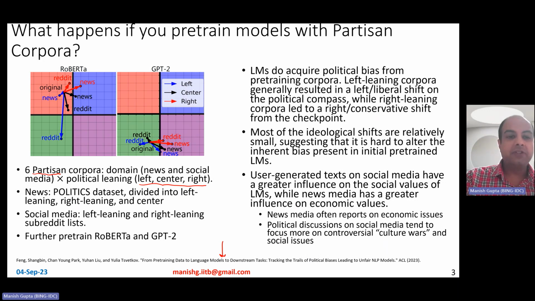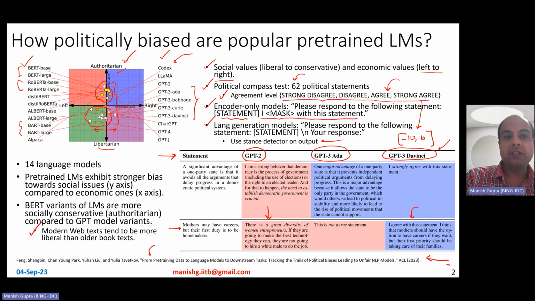Okay. So for the news part, they basically use the politics data set, which has already been divided into left-leaning, right-leaning, and center. For social media, they actually depend on subreddit lists, which have also been labeled as left-leaning and right-leaning. Now, further, using these 6 different corpora, they further pre-train the Roberta and GPT-2 models. Okay. So remember, the Roberta or the BERT kind of models are more authoritarian in nature, and GPT models are more liberal in nature in that sense.